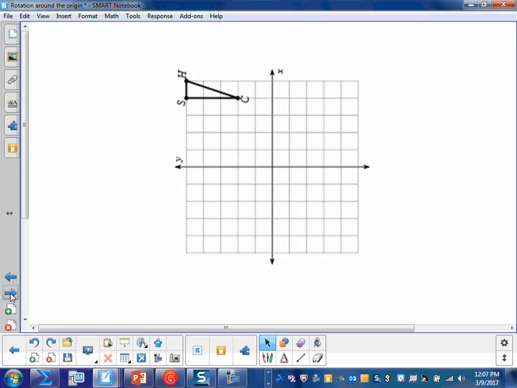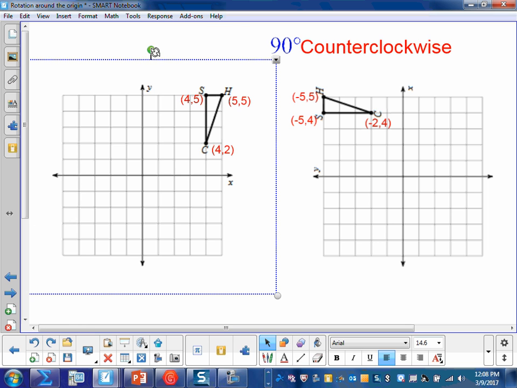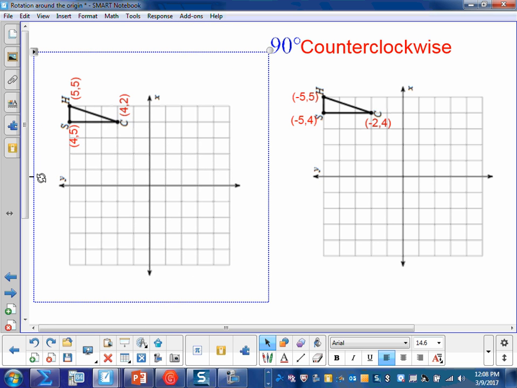So let's take a look at what I mean. So here I have the triangle SHC, and I need to rotate it 90 degrees, so that means go one quadrant, and counterclockwise, so I'm going to go this way. So I started with this figure, and I ended up there. Now to come up with my coordinates, all I did was rotate this figure like this, and then I labeled my coordinates with the new coordinates in quadrant 2: negative 5, 4, negative 5, 5, and negative 2, 4. So that's all there is to it.